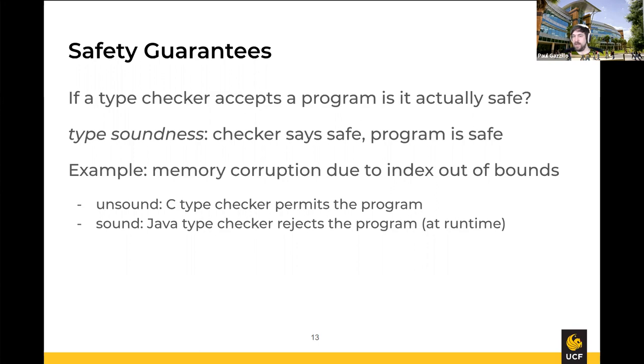A sound type checker means that if the type checker says the program is safe, that is, if it lets the program through, then the actual program at runtime is safe. So it's like a logical proposition: if type checker safe, therefore program safe. If that's not true, then we have a weakly checked type system, and the type system is not sound. So it's if A, then B, where A is the type checker lets it through, and B is no problems at runtime.